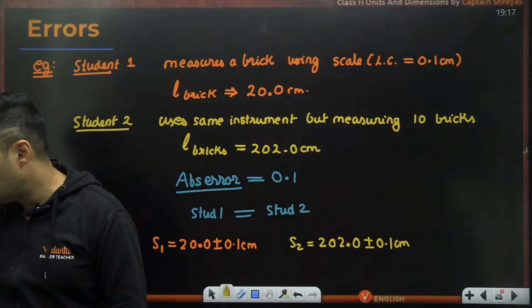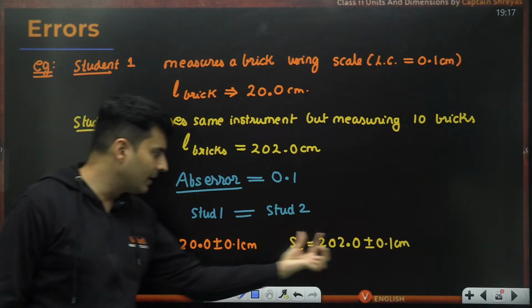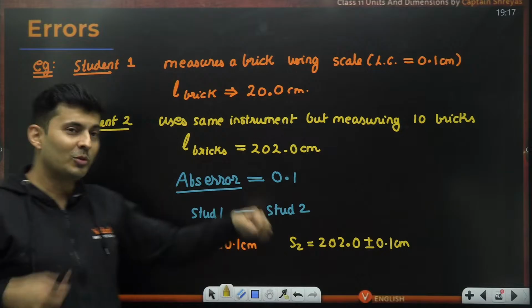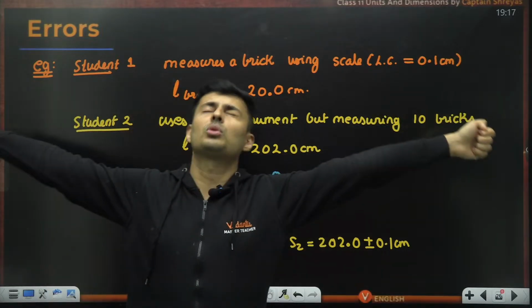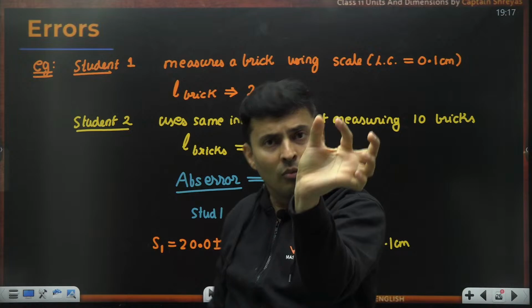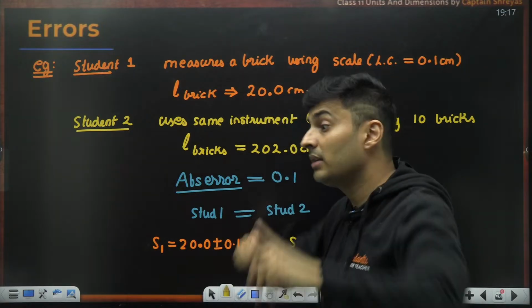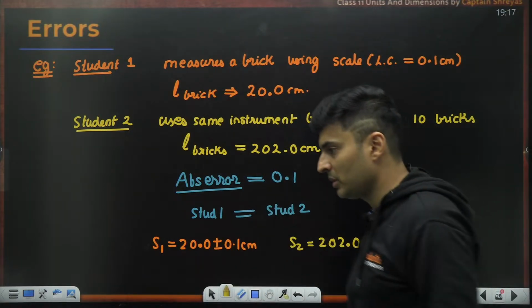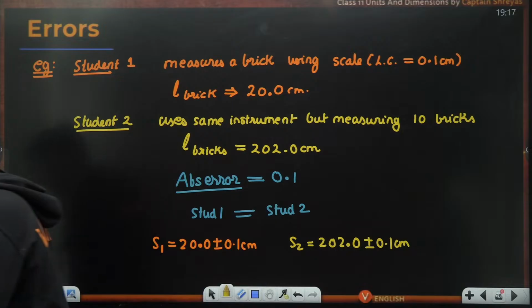Is that now clear, Abhijit? Especially after writing it like this, it would be very clear. So student number 2 also measured the total length to be 202.0. Absolute error was 0.1 in the total measurement I'm talking about. Is that now clear, everyone?